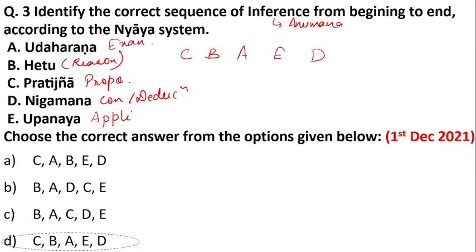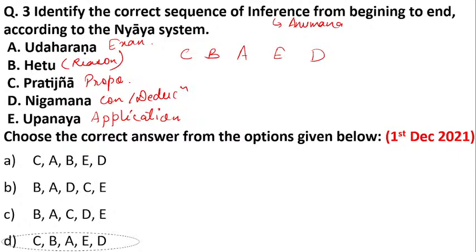So the typical Nyaya inference example, you should know. The Pratijna is: this hill has fire. What is the reason? Because it has smoke. The Udaharana is: whenever there is smoke, there is fire. The application is: this hill has smoke. Now the Nigamana or the conclusion is that this hill has fire. So this is the typical example of a Nyaya inference. Very important. You should know all of these terms by heart.